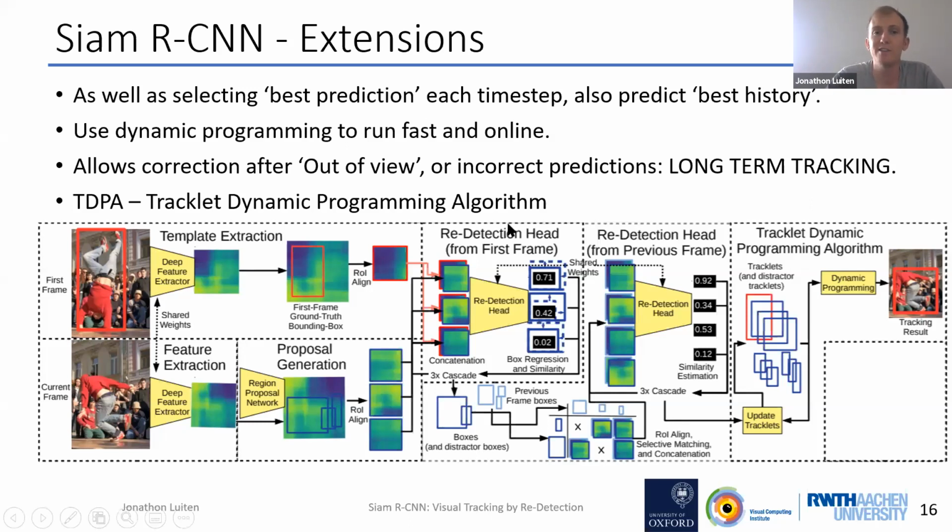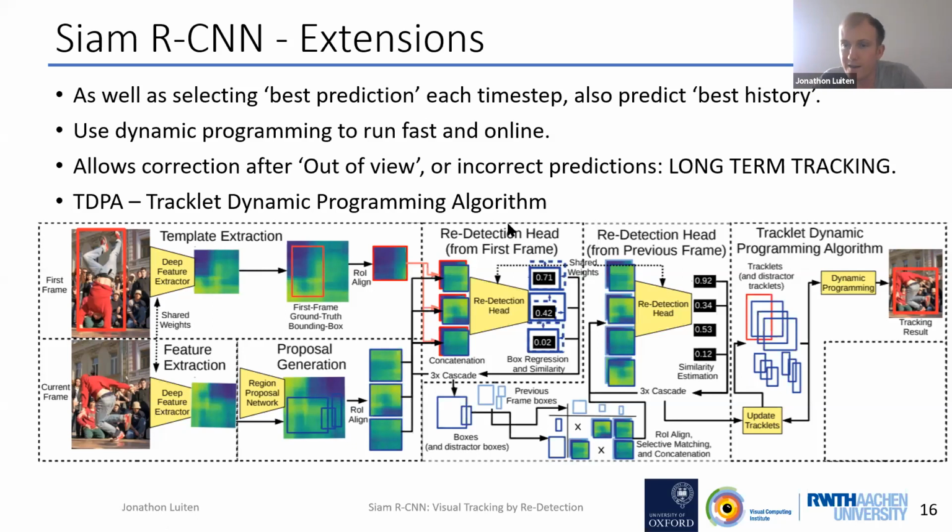And the reason why this is super necessary, and we'll show it in ablations later, is that if something goes out of view and comes back, it allows the tracker to detect that really well. Or if there's incorrect predictions, it allows the tracker to ignore that really well and therefore perform really well in long-term tracking.